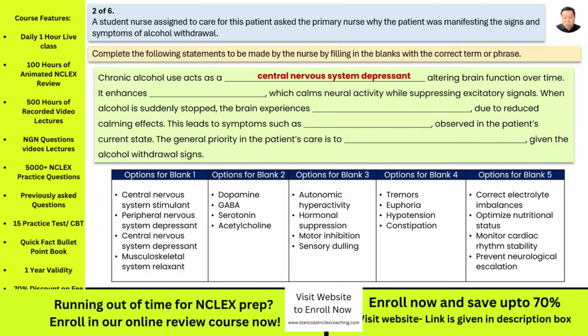And over time, the brain will adjust by reducing its natural calming chemicals, and it will increase the excitatory responses to maintain balance. And this adaptation is why the brain becomes overly active when alcohol is suddenly stopped. And so this will lead to the withdrawal symptoms.